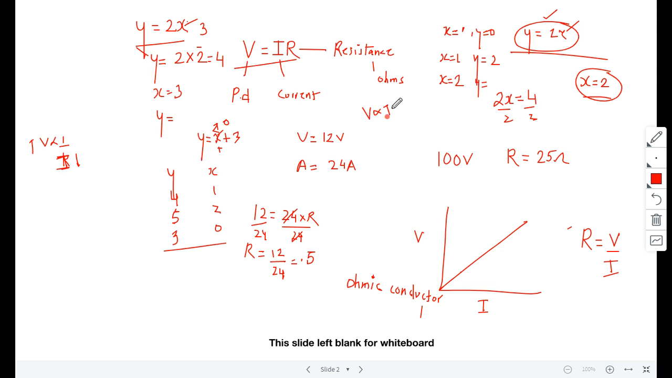So we can say Ohm's law states that potential difference is directly proportional to current. So the question is, what kind of proportionality is shared between potential difference and current? You have to answer it's direct proportion or direct proportionality. Clear? Okay. So this is about Ohm's law.